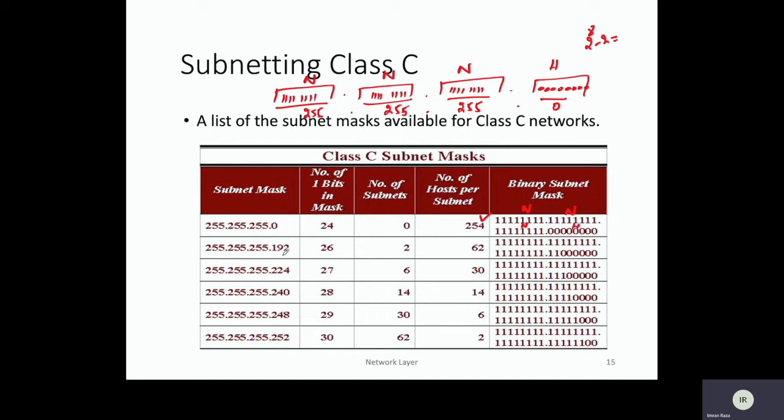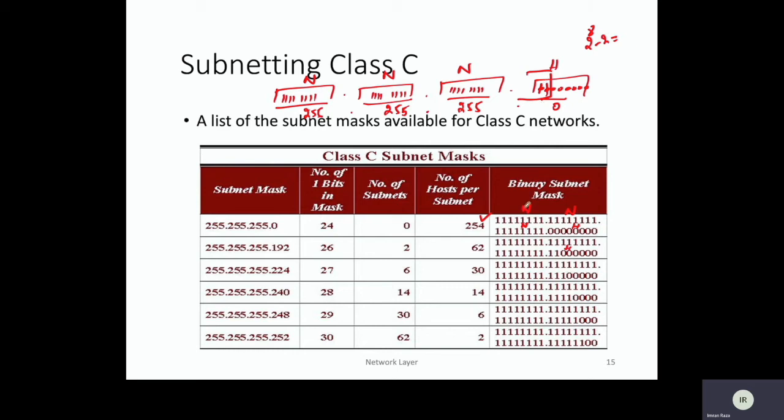And what has happened here? In this case, I have borrowed these 2 bits from the host portion, and now their value to calculate the subnet mask will also be 1. So I'll turn these 2 bits to 1 also. So what will be the subnet mask now? You can see from here that from this host portion, these 2 bits are 1, meaning these 2 bits are now part of the network portion.